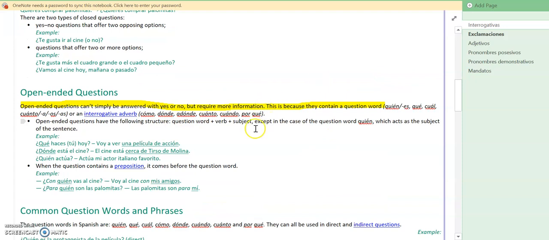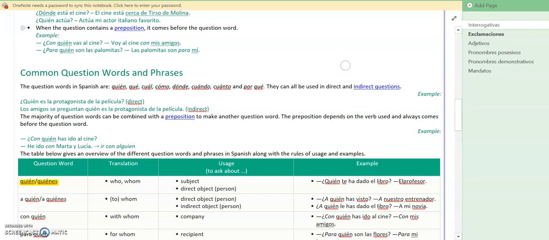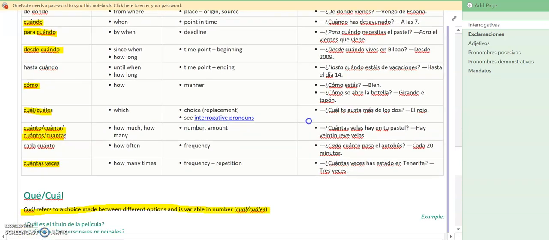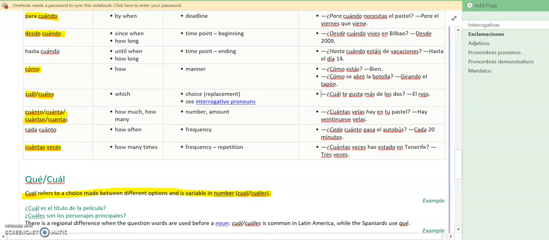Open-ended questions are questions that need to be answered with more information because they contain a question word. So these are the question words, and here are some examples. But they'll always have a question word in them because you cannot answer yes or no. Common question words. So on your notes, it says, what are the 12 question words? So you're going to go with the 12 question words that I have highlighted here. So please fill in those question words.